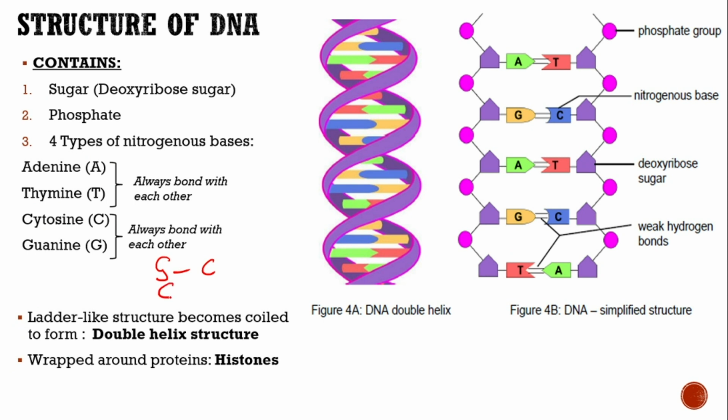Whenever you see cytosine, it's always going to be paired with guanine. Good. And how are they paired? They are paired using some weak hydrogen bonds. So they use hydrogen bonds. So whenever they ask you in an exam, the bonds formed, they are weak hydrogen bonds.